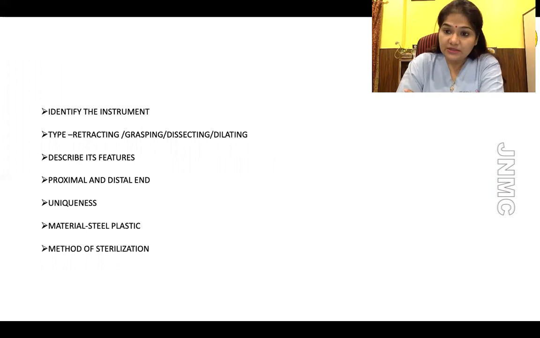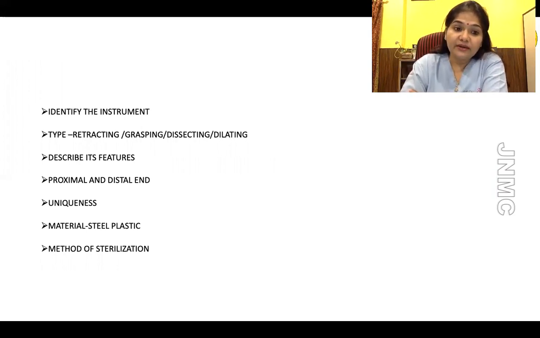Now, whenever the instrument is given to you, you must identify the instrument. You must describe the type, whether it is a retracting, grasping, dissecting, or dilating instrument. Describe its unique features. Proximal and distal end should be described properly. The uniqueness for the particular step, if at all it is used in a surgery. The material it is made of, whether it is plastic, steel, rubber or carbide, needs to be told, and then you have to tell about the method of sterilization, whether autoclaving or you're going to put it in 2% glutaraldehyde, like that you must tell.